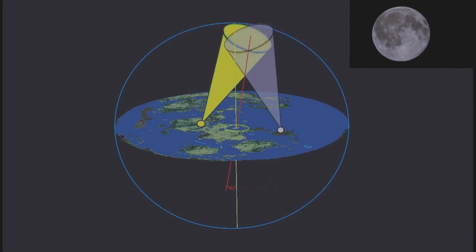When the angle of incidence is the smallest, we have the full moon. In this case, the two refractions are opposite and do not affect each other.